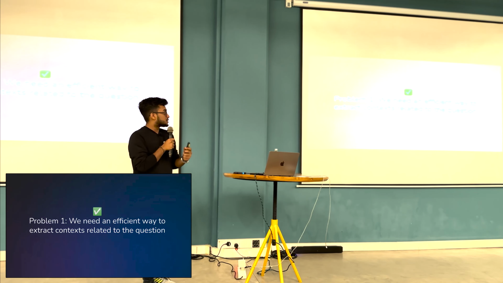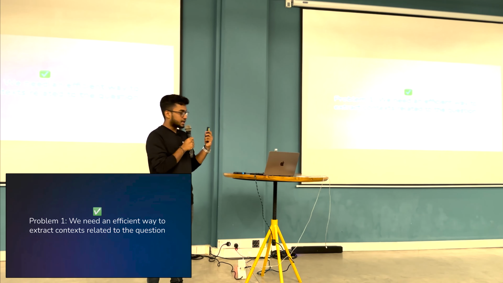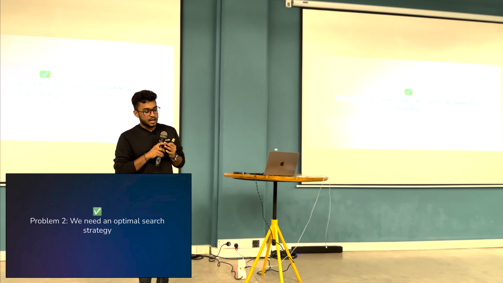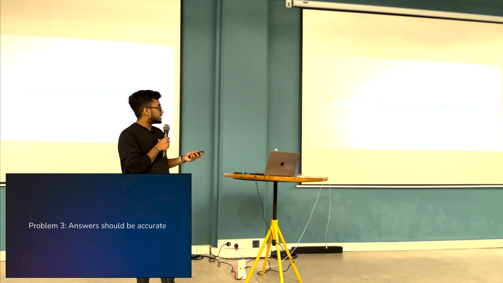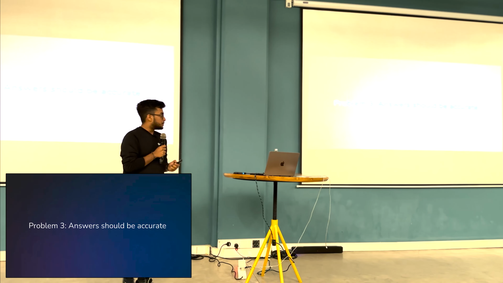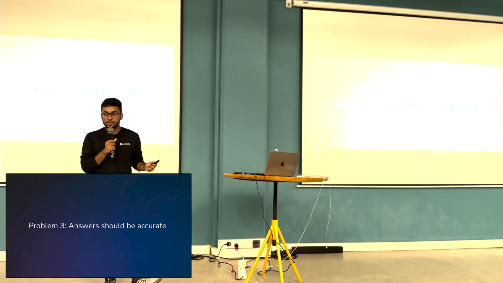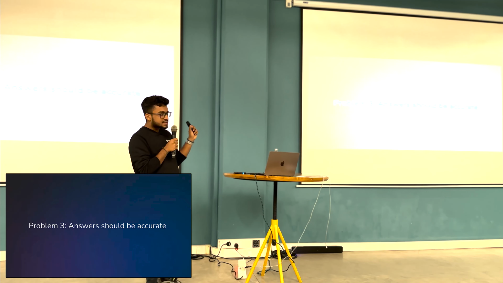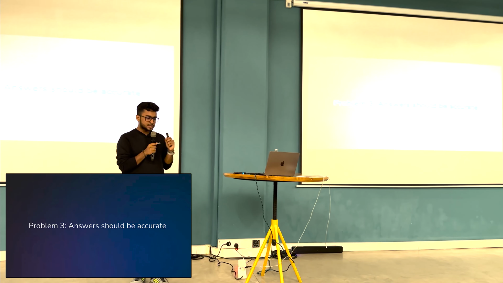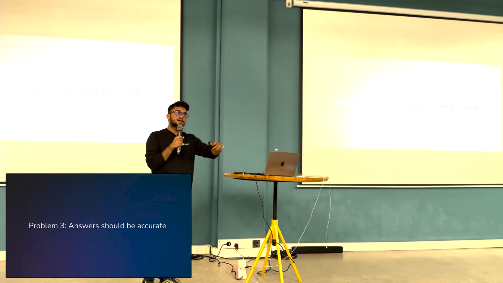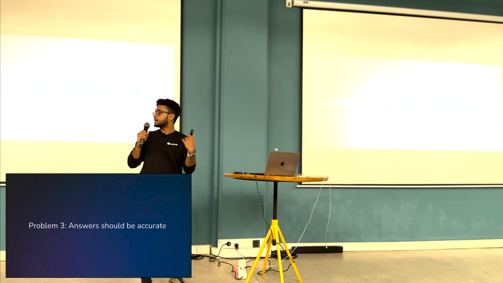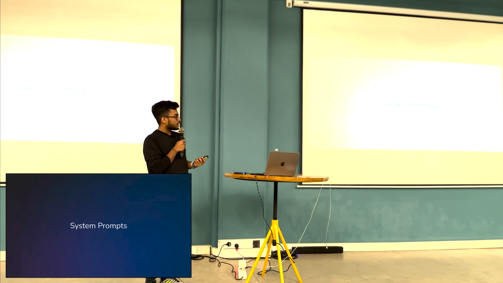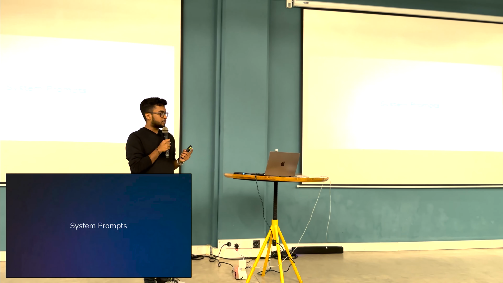So our first problem is solved. We needed an efficient way to extract context related to the question. We've done that. The second problem is also solved. We have a somewhat good search strategy now. But the third problem, where the answers should be accurate and should only depend on the context being provided, is still an open area. Because the model could still go back, look into its prior knowledge of what it has learned from the internet, and curate an answer. That's where the concept of system prompts comes in.